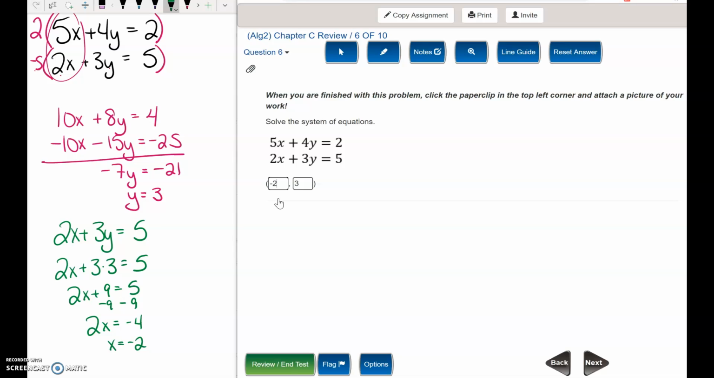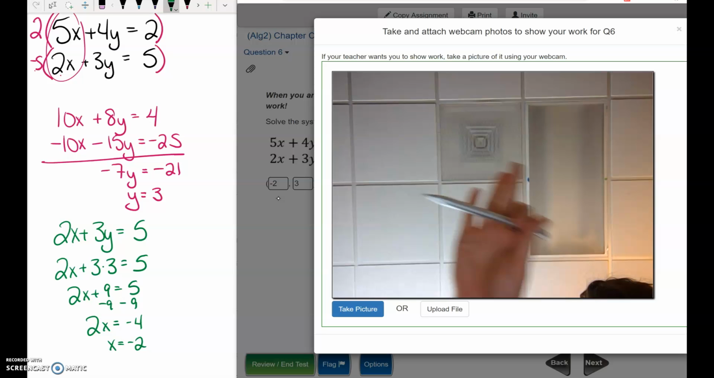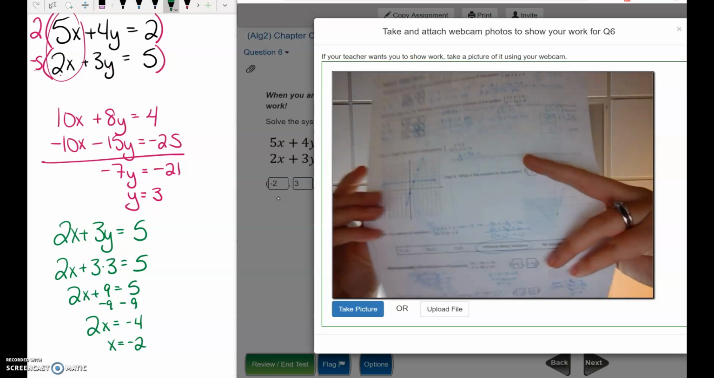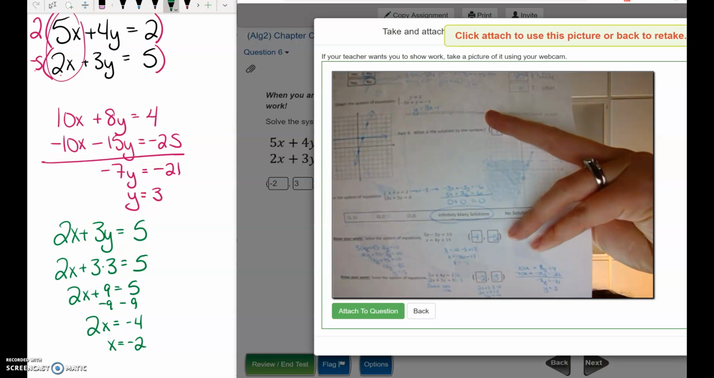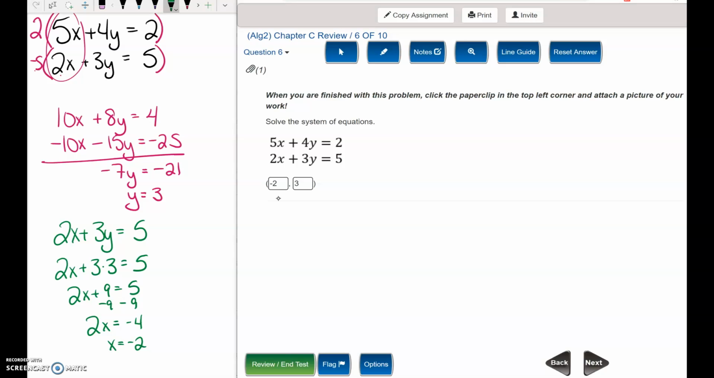It again says attach a copy of your work. So you'd click that little thing. It would pull up the camera. Hi, hello. You would hold your picture in front of the camera, take the picture, and then you would click the green attach to question, and it attaches that question to my work, and then we'd be good to go. So I could then close that window. And notice it says you've attached one thing to that question. So that's good to know. You can check to make sure that it actually has attached.